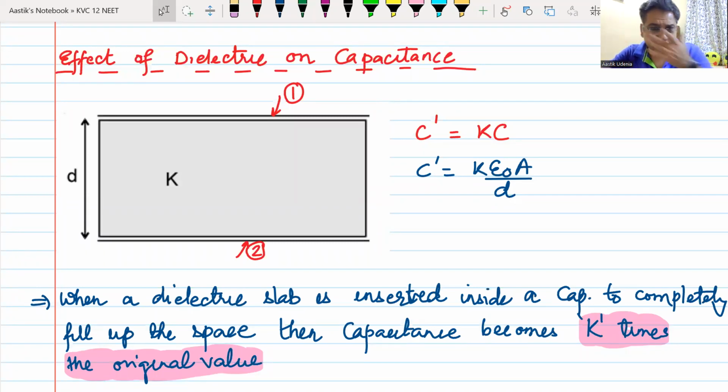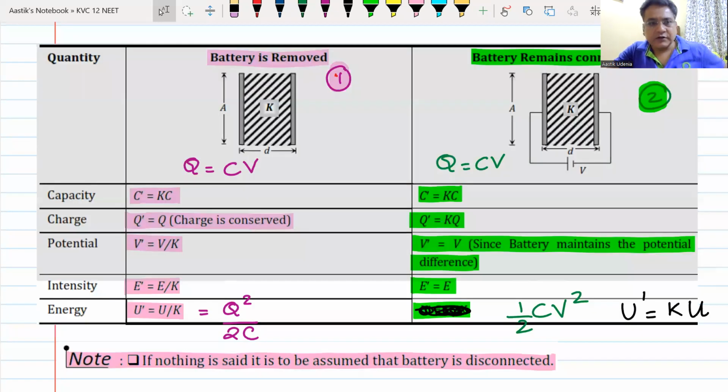What was the topic of the last class? We were discussing the effect of dielectric on the capacitance. What happens if you place a dielectric inside the capacitor plate? The capacitance becomes k times the original value. And then we had seen that it can be done in two ways. The first way is battery removed, and the second way is battery connected.